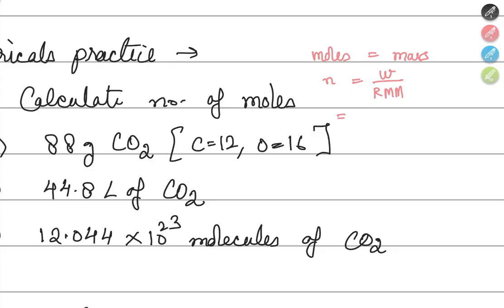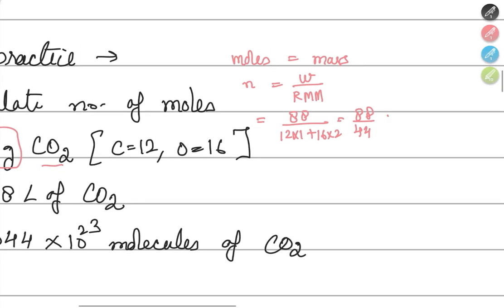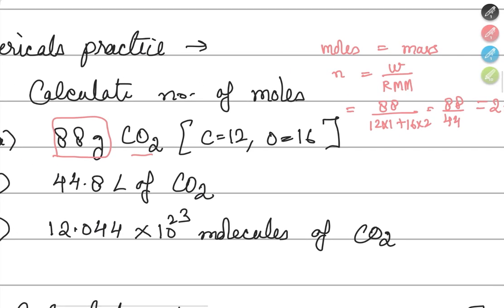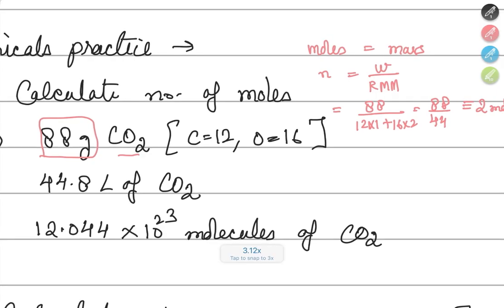They are asking the number of moles, so I check the question. The given mass of carbon dioxide is 88. Now what is the RMM of carbon dioxide? You need to calculate: 12 into 1 plus 16 into 2. So it becomes 88 by 44, which gives the answer 2 moles. That means 88 gram of carbon dioxide has 2 moles of carbon dioxide. So this is the moles and mass ratio.